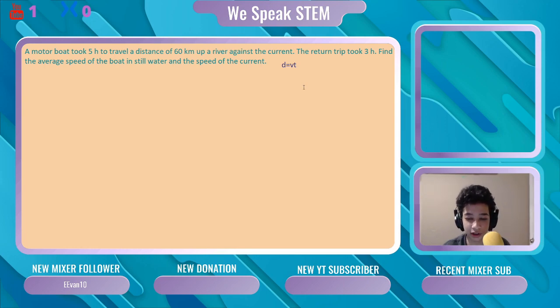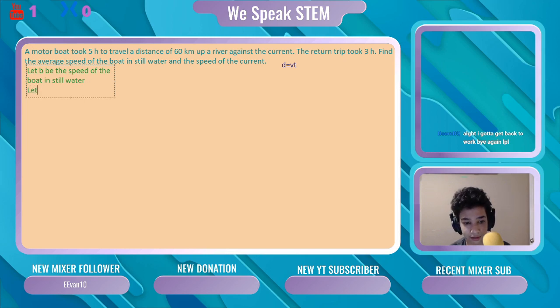So, distance equals velocity times time. So let's make our let statements now, and then we'll figure out the formulas using that equation. Let, we want to figure out the average speed of the boat in still water and the speed of the current. So let B be the speed of the boat in still water, and let C be the speed of the current. So that's what we're solving for.